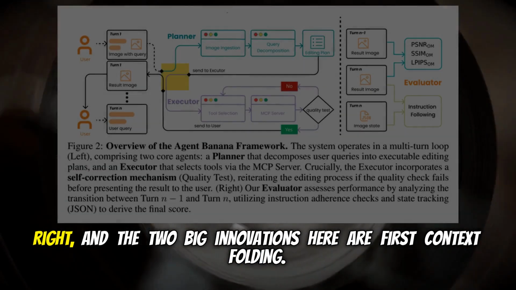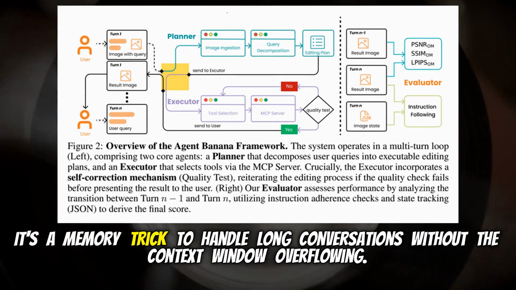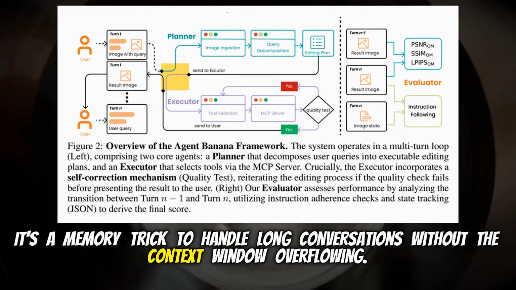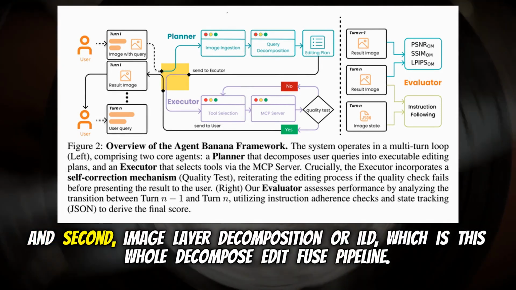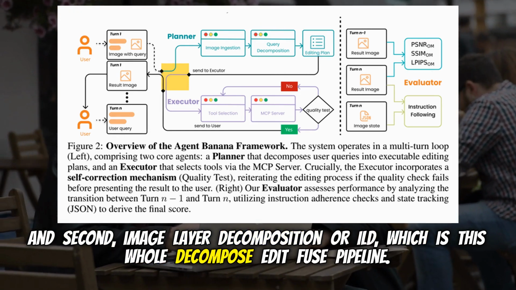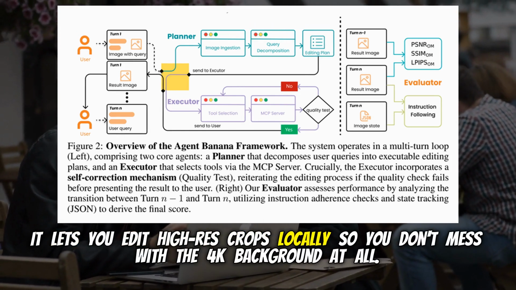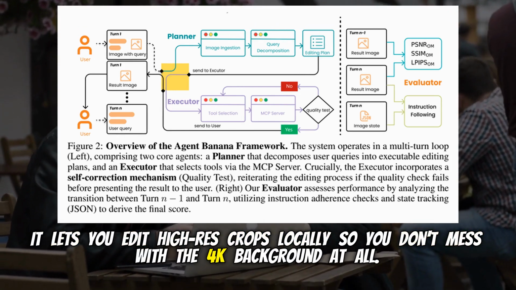Right, and the two big innovations here are first, context folding. It's a memory trick to handle long conversations without the context window overflowing. And second, image layer decomposition, or ILD, which is this whole decompose, edit, fuse pipeline. It lets you edit high-res crops locally so you don't mess with the 4K background at all.